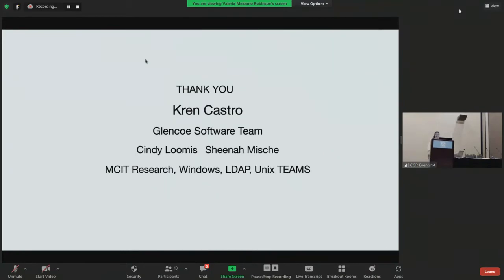Sorry, MCIT is the Medical Center for Information Technology. So it's the IT department for all of NYU. And they have several teams. So that's Windows, LDAP. These are all their own subspecialty teams.